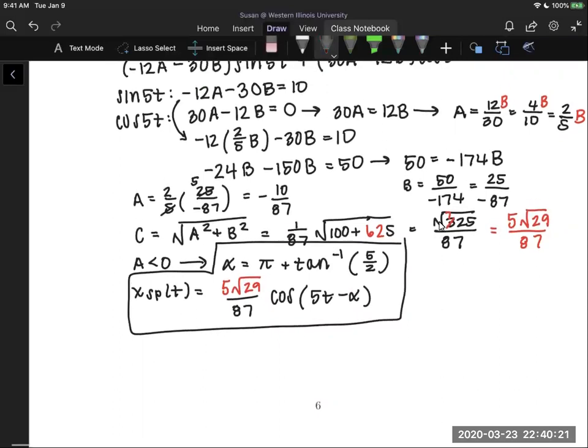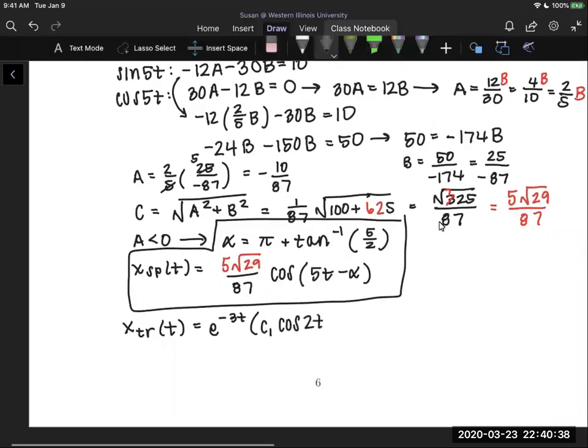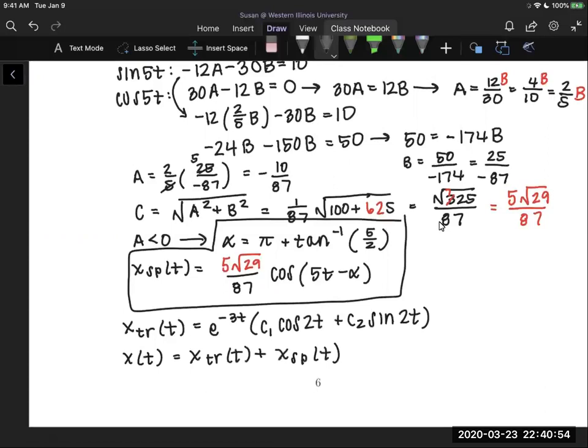But you'll recall that what we had for the transient solution so far was e to the negative 3t (C1 cosine 2t plus C2 sine 2t). Now we know that the general solution is the sum of the transient solution and the steady periodic solution. So we want to add those two solutions together in order to come up with our general solution. Now, you will note that they only asked for the steady periodic and the transient solution separately. They did not ask for the general solution.